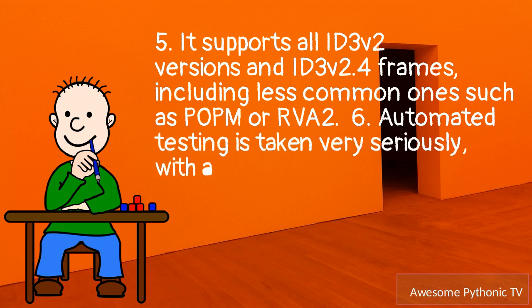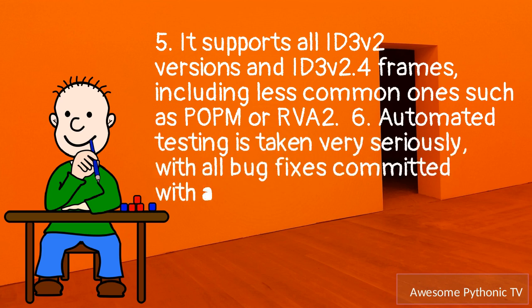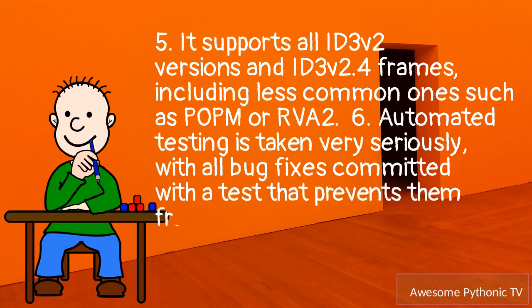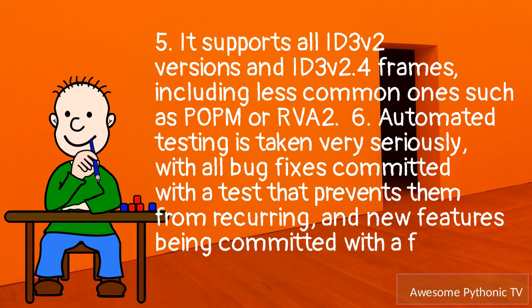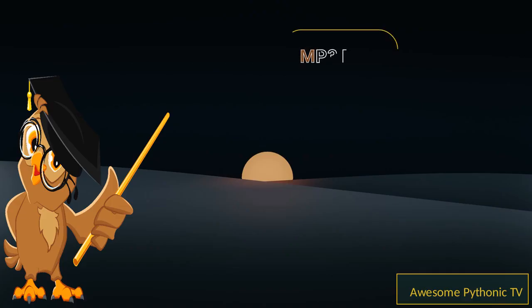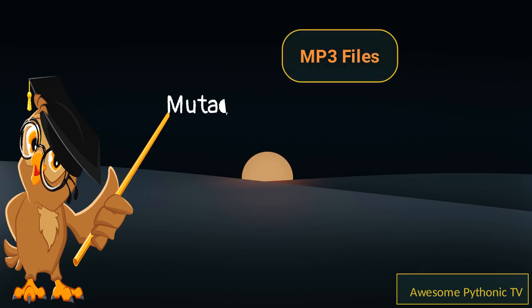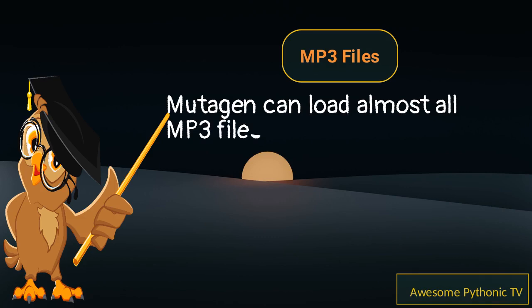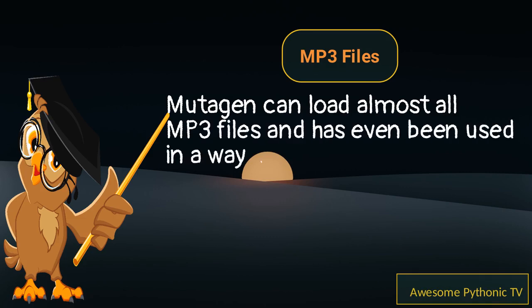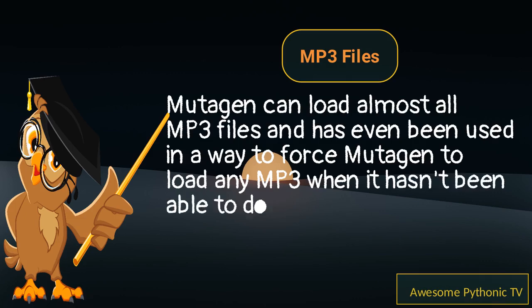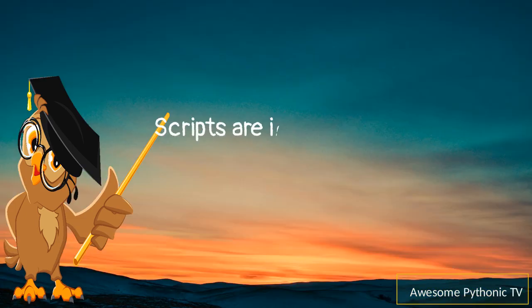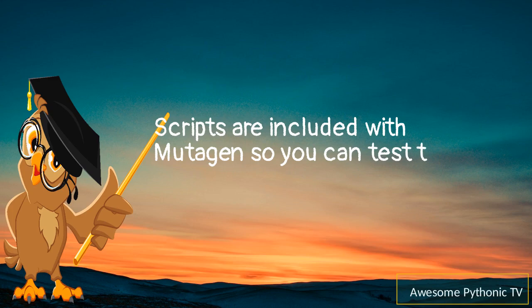6. Automated testing is taken very seriously, with all bug fixes committed with a test that prevents them from recurring, and new features being committed with a full test suite. How many types of MP3 files can Mutagen load, and how effectively? Mutagen can load almost all MP3 files, and has even been used in a way to force Mutagen to load any MP3 when it hasn't been able to do so. Scripts are included with Mutagen, so you can test the same way for your collection.